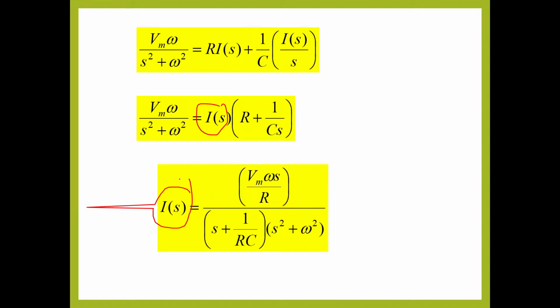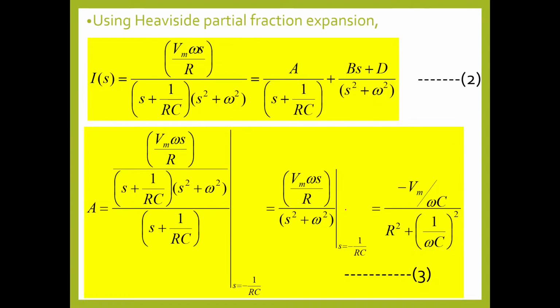So I of s is equal to, I have got some expression here. In the denominator, I have two terms, s plus 1 by rc and s square plus omega square. Again, I can go for partial fractions to determine I of s value. So I have gone for partial fractions. I have rewritten the above equation as a divided by s plus 1 by rc and bs plus d divided by s square plus omega square.